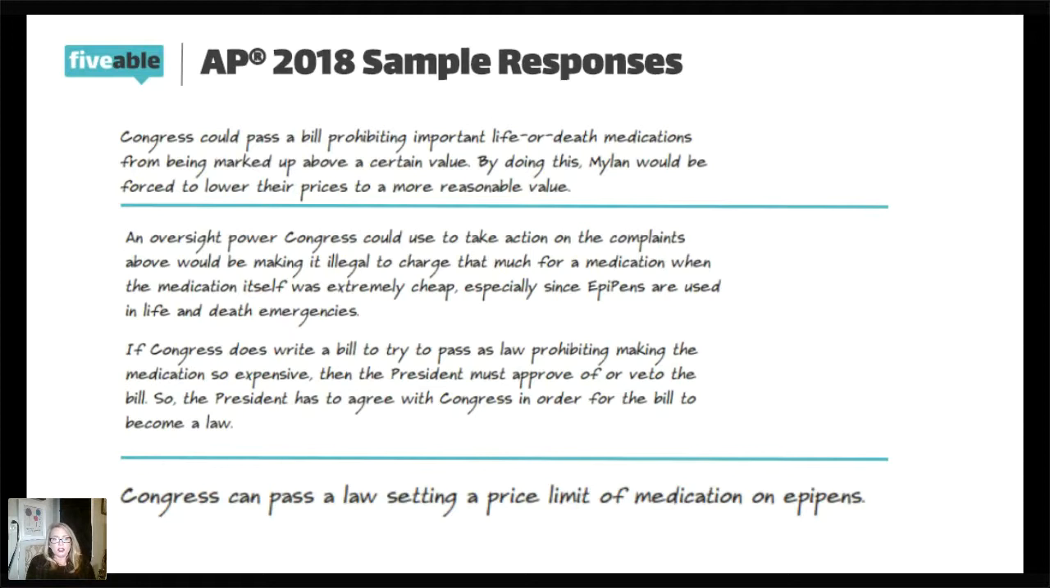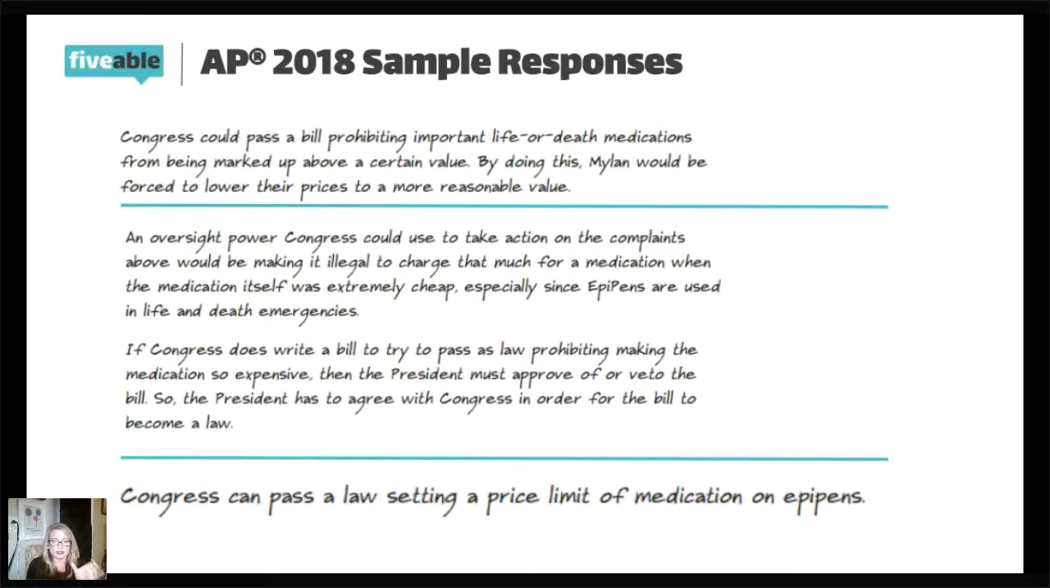All right. So number two, the second one, an oversight power Congress could use to take action on the complaints above, would be making it illegal to charge that much for medication when the medication itself was extremely cheap, especially since EpiPens are used in life and death emergencies. So before we read the next paragraph, I want to say that this, if it didn't have the second paragraph, would not have gotten credit because they say it's an oversight power and then they said to make it illegal. An oversight power really is about Congress's ability to oversee the bureaucracy, to like issue subpoenas and have hearings. To make sure that bureaucratic agencies are doing what they're supposed to do.